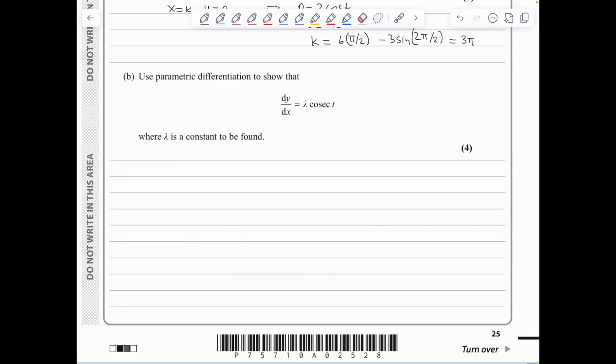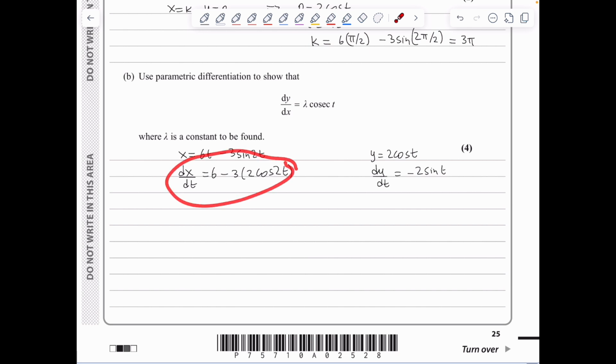We then have to use parametric differentiation to show that dy/dx is lambda cosec t, where lambda is a constant to be found. So let's recall the equations for x and y in terms of t. I will be finding dx/dt and dy/dt. So dx/dt is simply 6 minus 3 times 2 cos of 2t, whereas dy/dt is equal to minus 2 sine t.